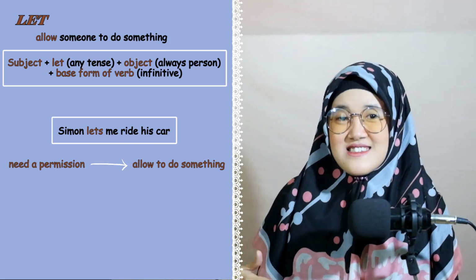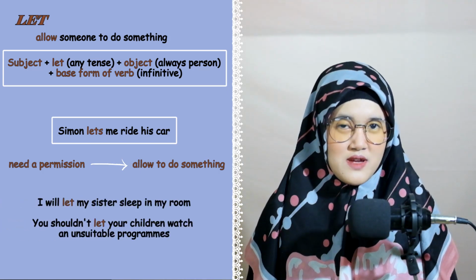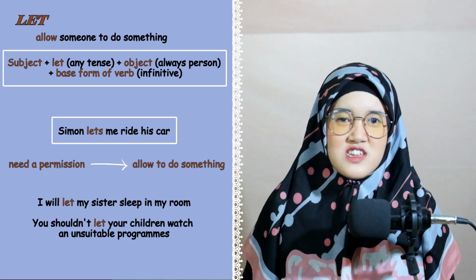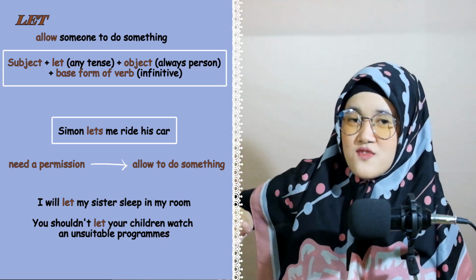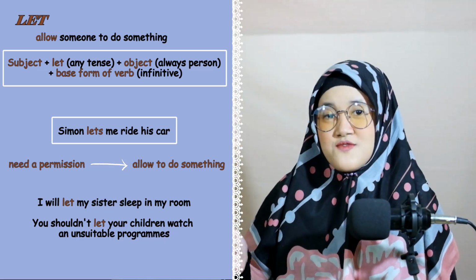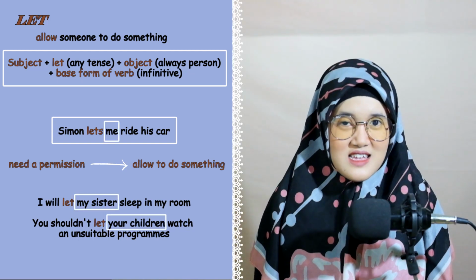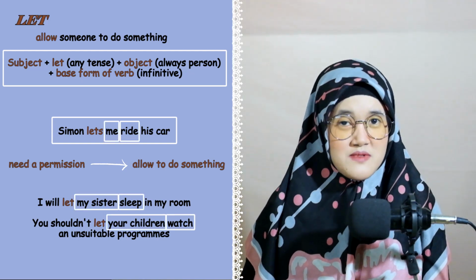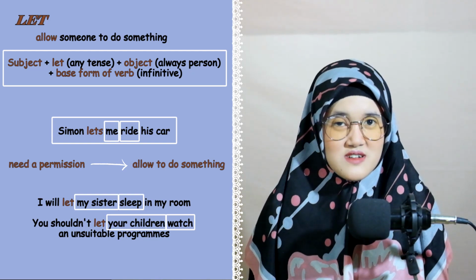Let's try other examples. I will let my sister sleep in my room. You shouldn't let your children watch unsuitable programs. For each of these sentences, the verb let is followed by an object and the base form of the verb that describes an action the object will perform.